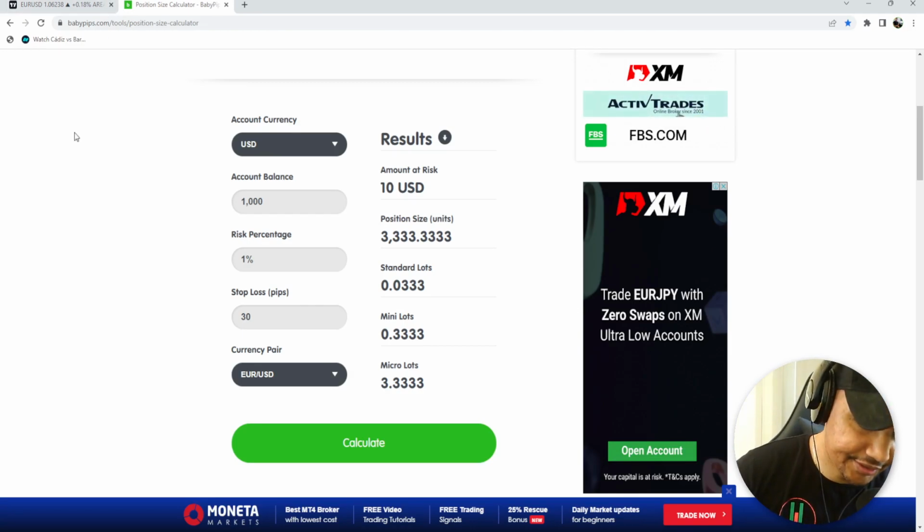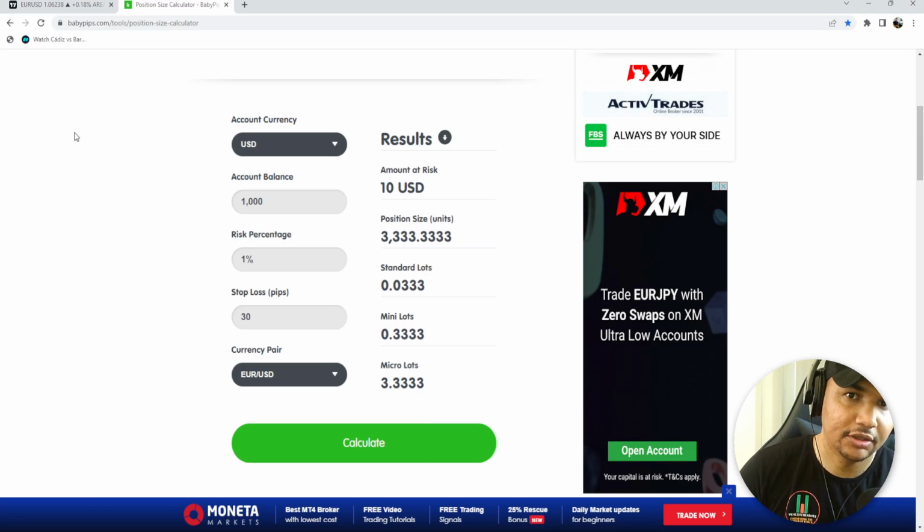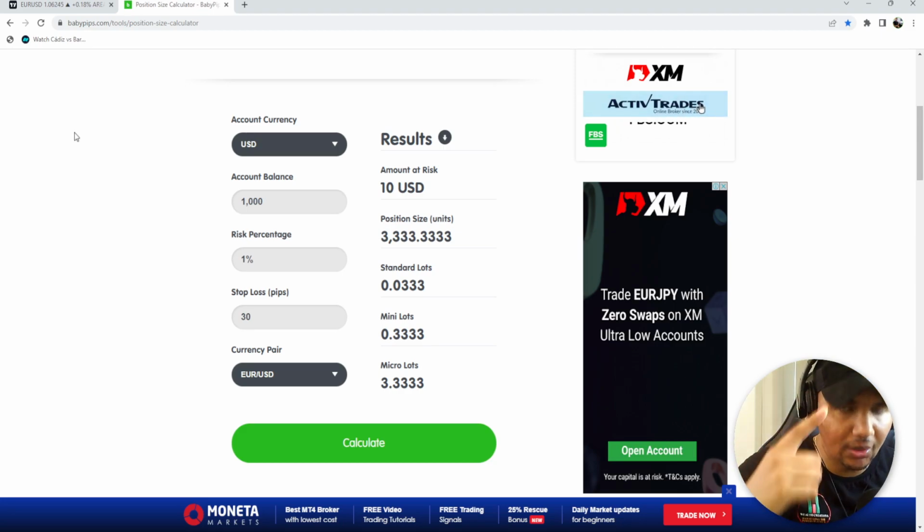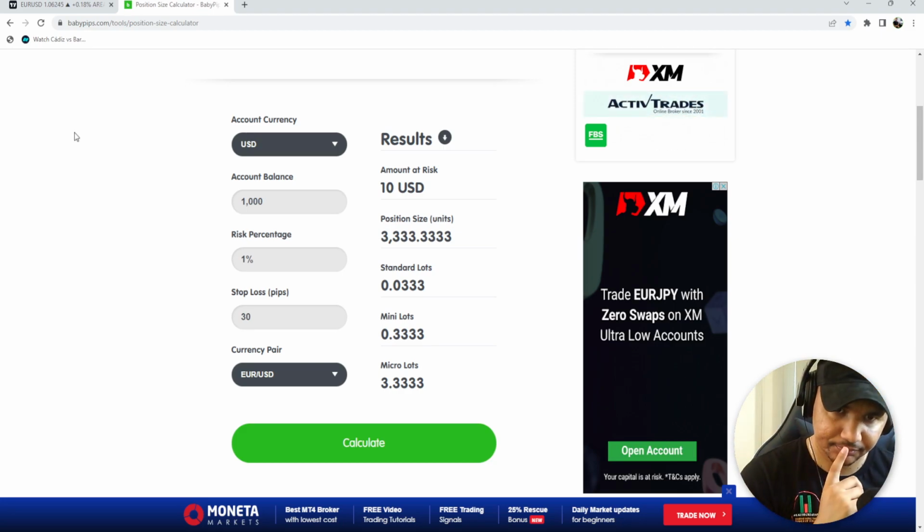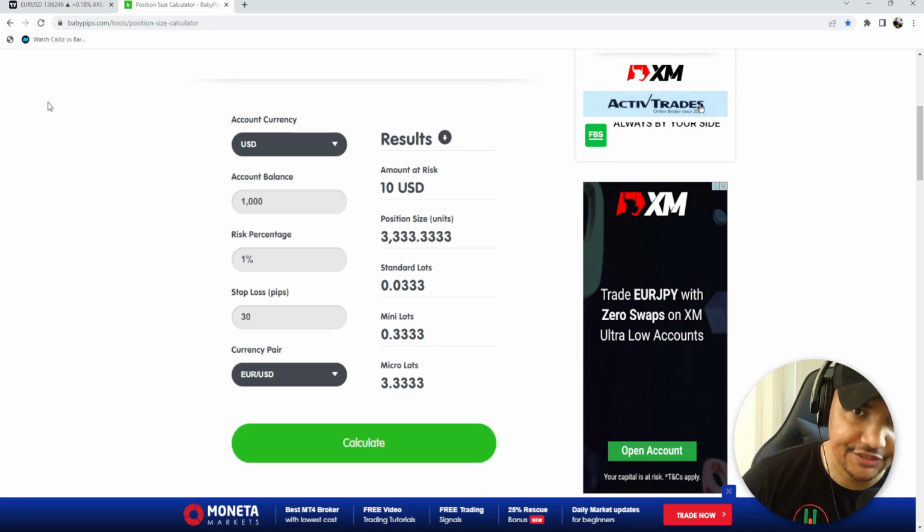And this is the reason why a lot of people are not profitable in trading, because they're trading with small amounts, expecting to grow it exponentially over time. But it will take one trade, just one trade, to wipe you off the face of the earth.